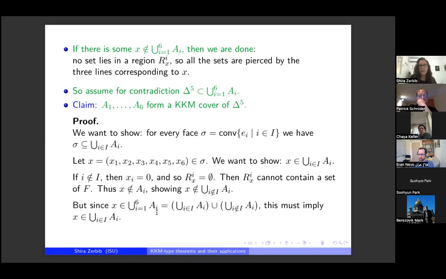But since we have that x is contained in the union of all the Ai, and it is not in the sets Ai where i is not a vertex in sigma, then it must be in the union of the Ai where i is in sigma. And we are done. Okay. So the only observation that we need here is that when xi is 0, then Ri of x is the empty set, and therefore it cannot contain a set of F.